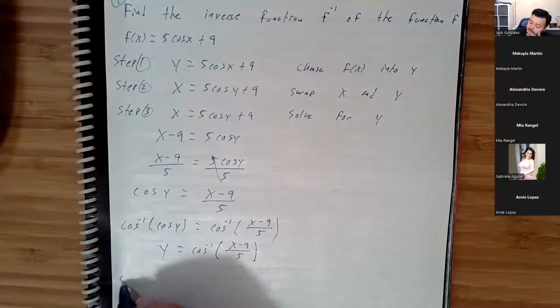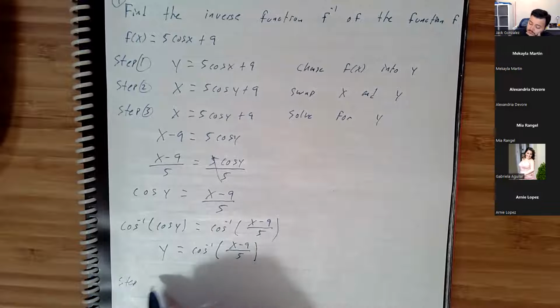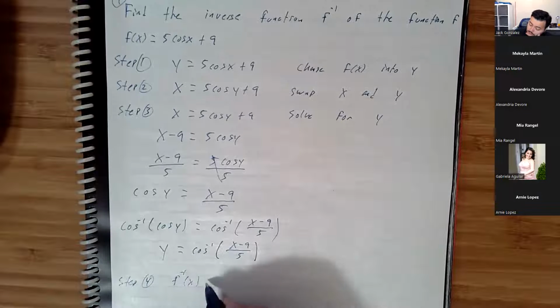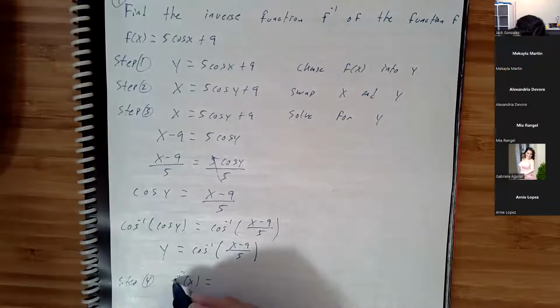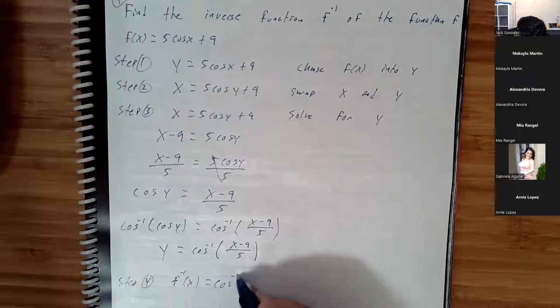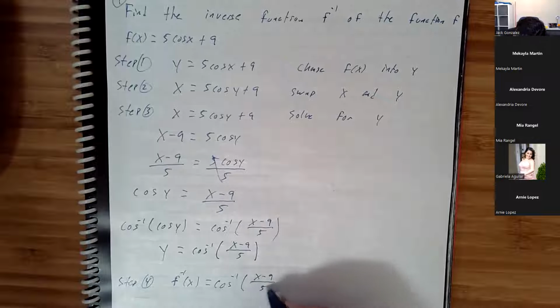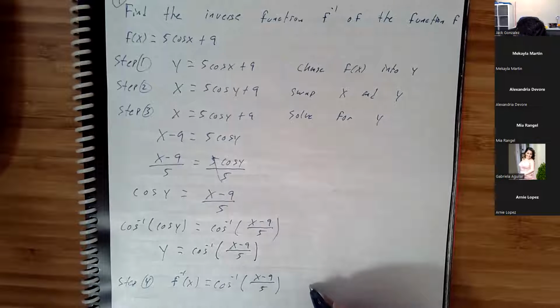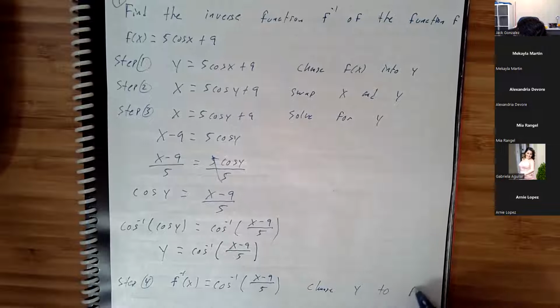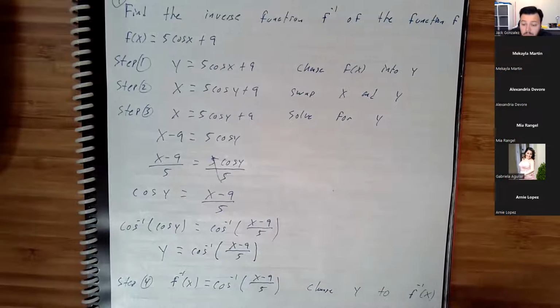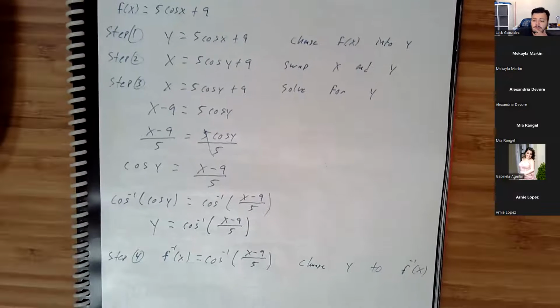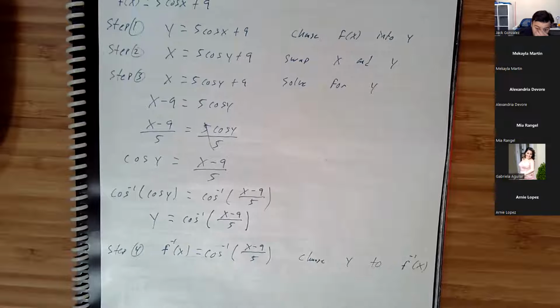Step 4 is just change the y into f inverse. Okay. Any steps that don't make sense? Do you see what we did and how we solved for y?